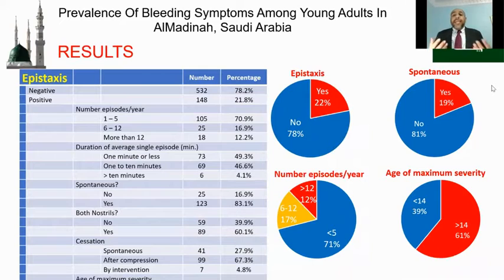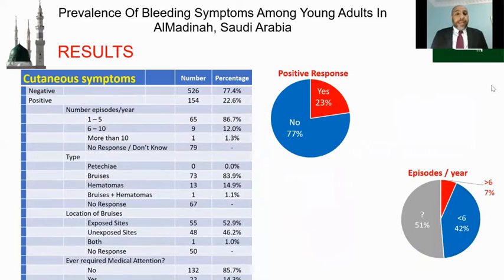Epistaxis, again: 22% of our population suffer from epistaxis. 19% of them have spontaneous epistaxis, and almost 1/3 of them started to suffer from epistaxis while they were children. And about 1/3 of them have more than 6 episodes per year.